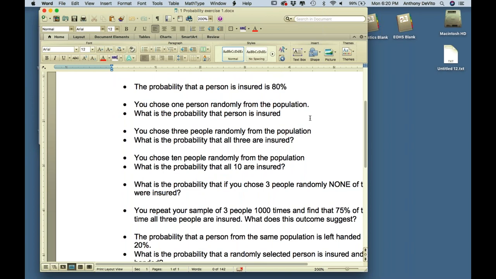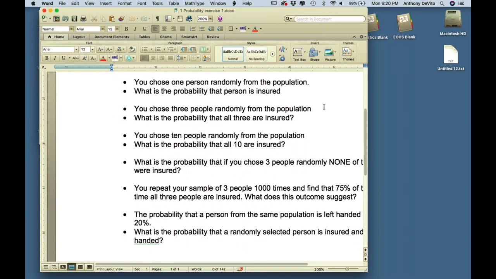Let's say you chose one person randomly from that population. What's the probability that that person is going to be insured? It's going to be 80%, right? That's pretty clear, 0.8. Okay, good. Well, how about if you choose three random people from that population? What's the probability that all of them are insured?